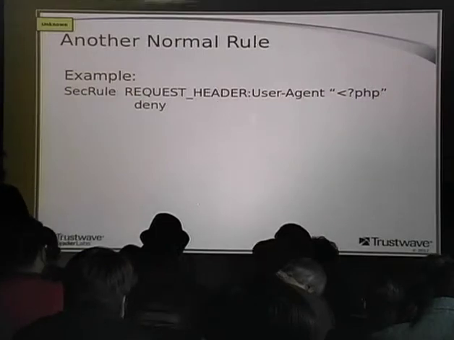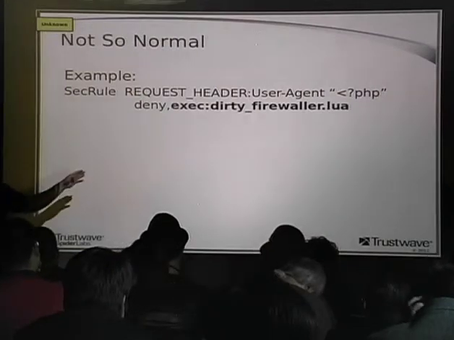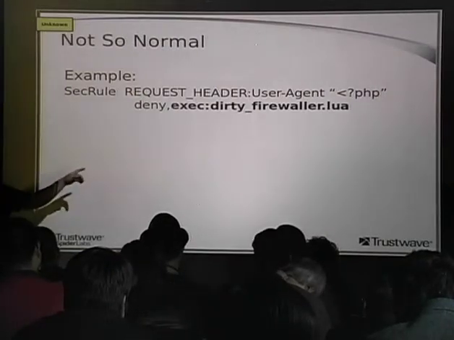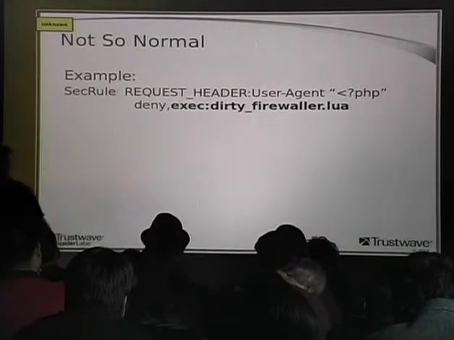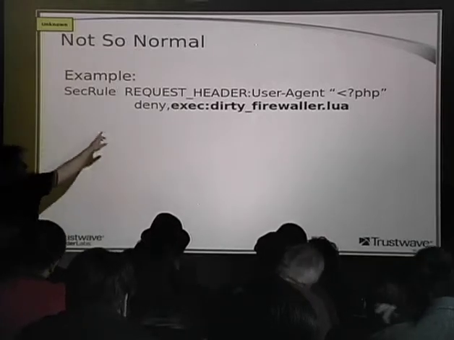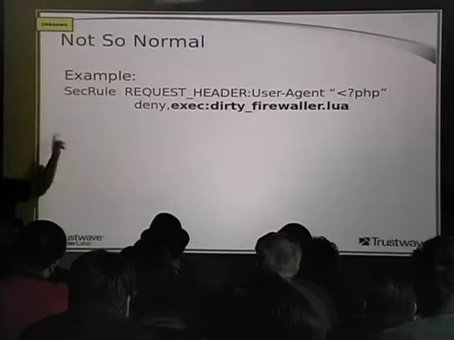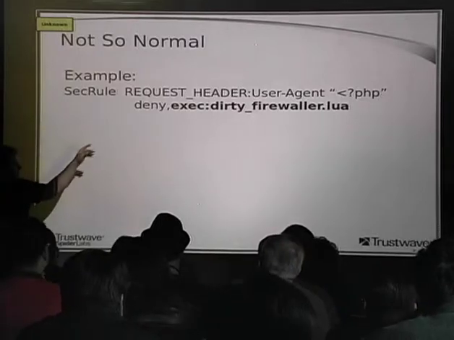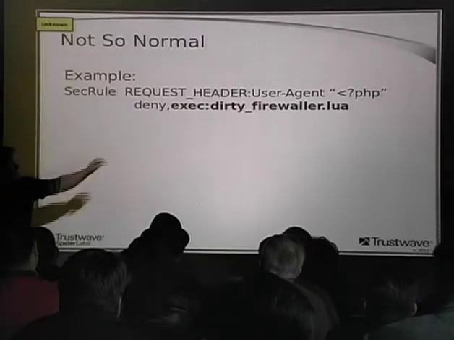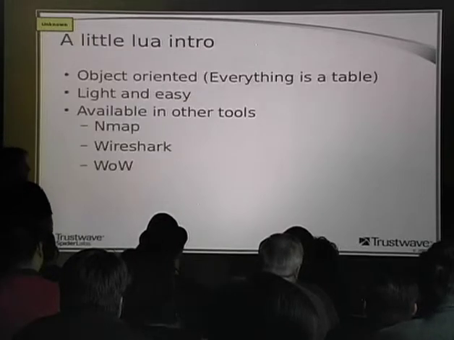So in any case, we know that this is bad. They were trying to do something PHP. It might look like local file inclusion. Let's do some special stuff. We know this guy's bad, so we're going to execute a script. So when this rule matches, at the end it does these two actions down here. This is all supposed to be on one line, but that's nuance. So we're going to deny the request, and then we're going to run this firewaller script. We call it dirty firewaller.